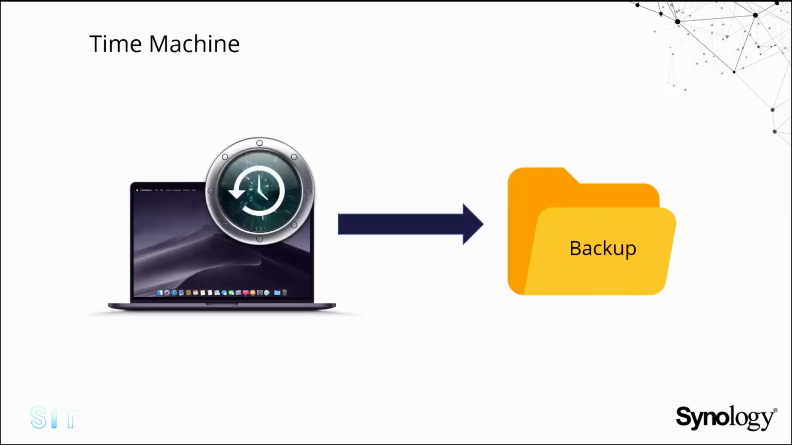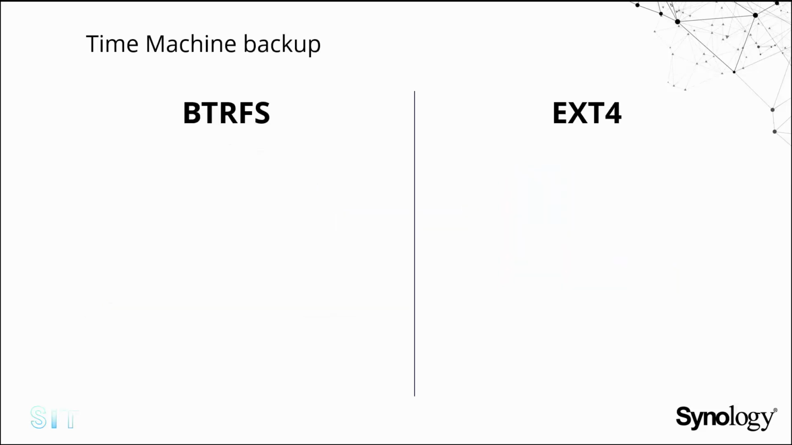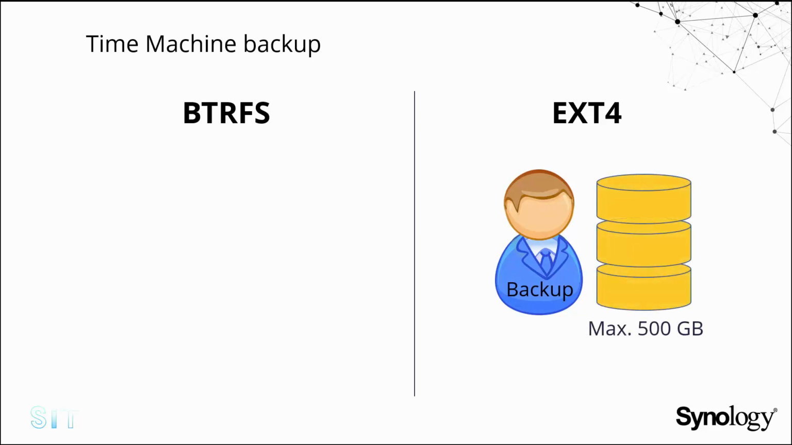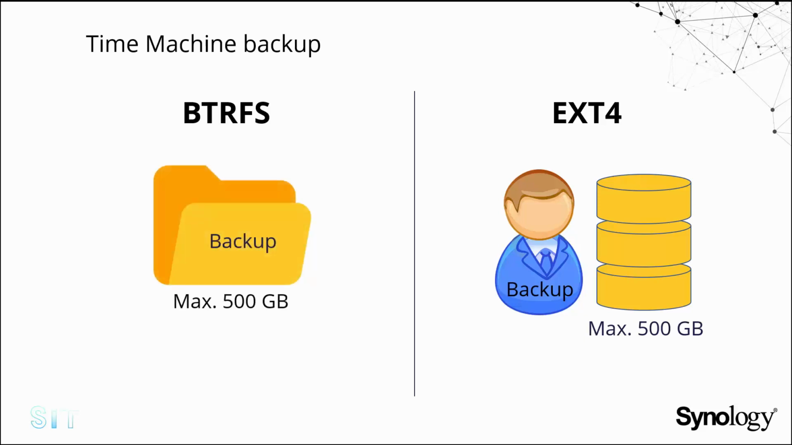This difference is, for example, relevant if we want to run a time machine backup to a backup folder on our NAS and limit it to, for example, 500 gigabytes. With ext4, we would have to create our own time machine or backup users and limit them with 500 gigabytes to the whole volume. With BTRFS, I can use my own user and set the 500 gigabyte limit just to the backup folder where my time machine backup runs.